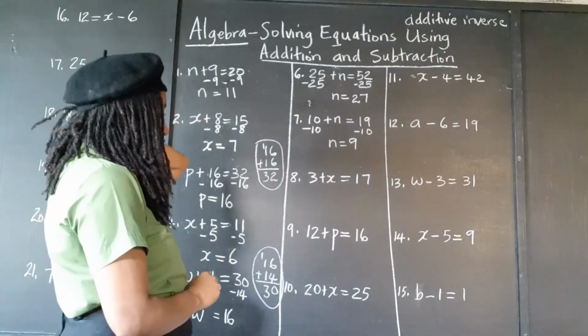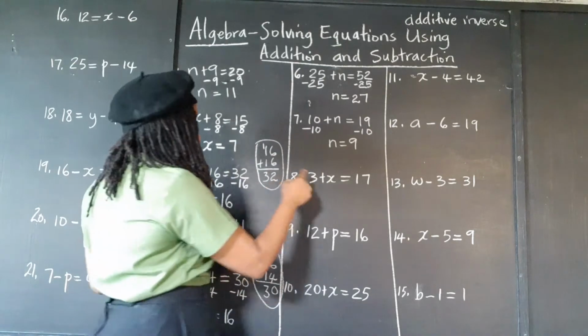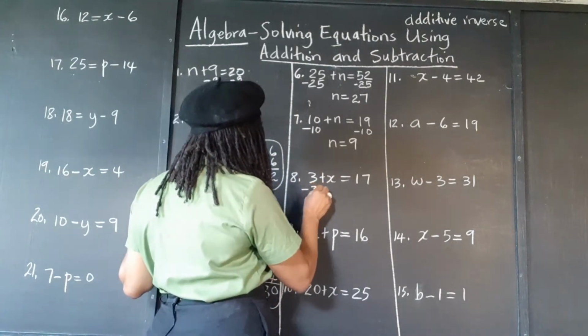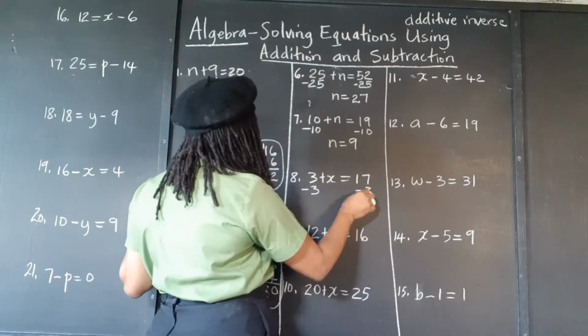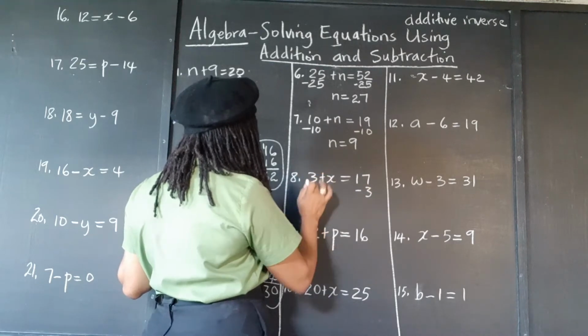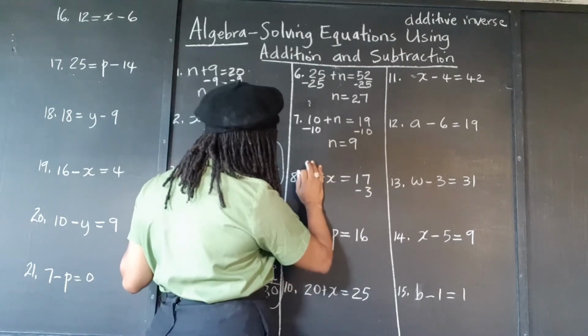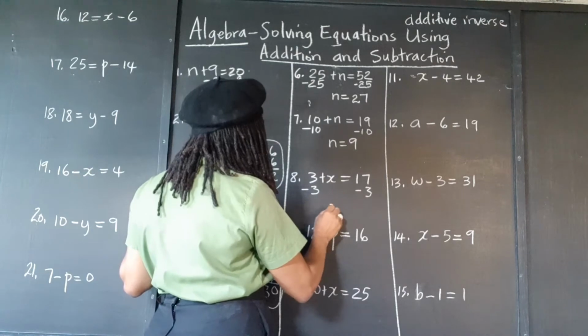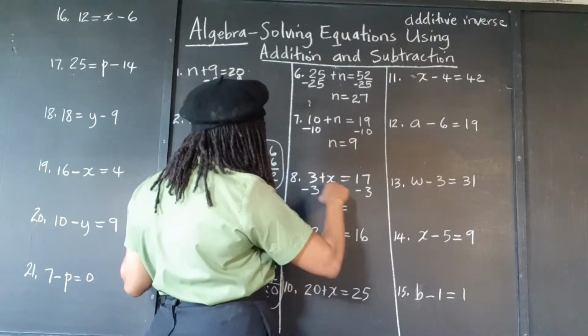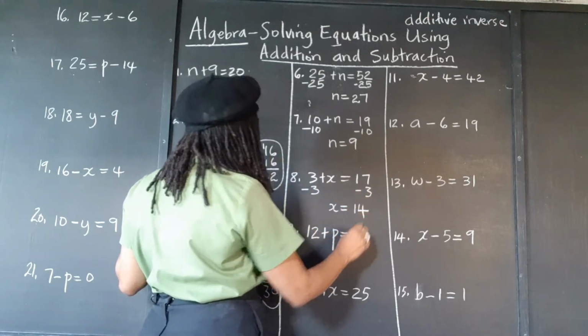3 plus which number gives 17? We're adding 3, so we're going to subtract 3 from both sides. That gives 0. 3 take away 3, that's 0, that's gone, nothing there. X is equal to 17 minus 3, which is 14.